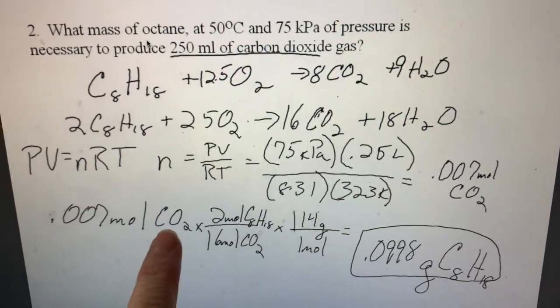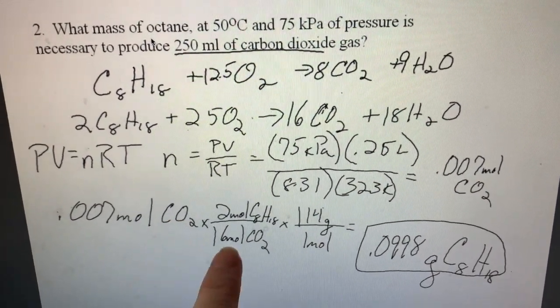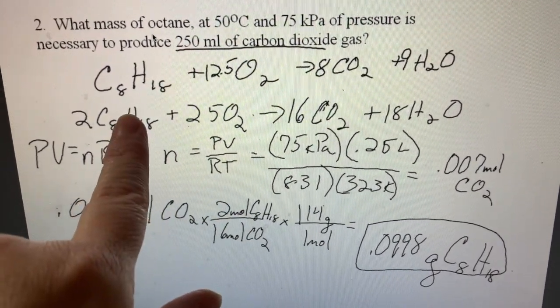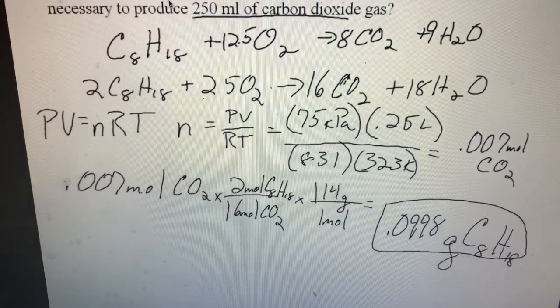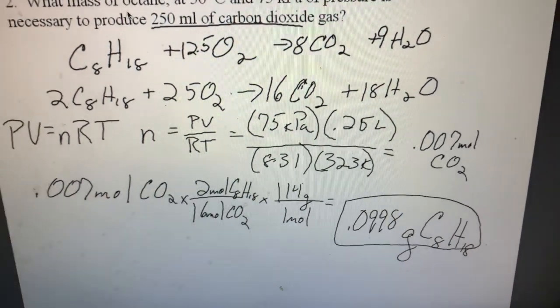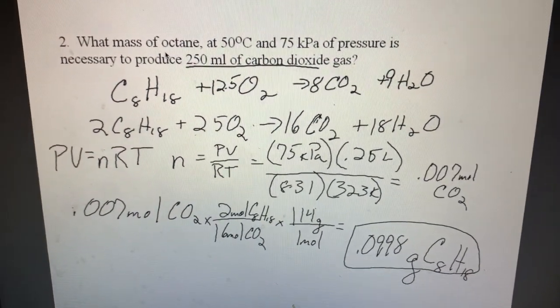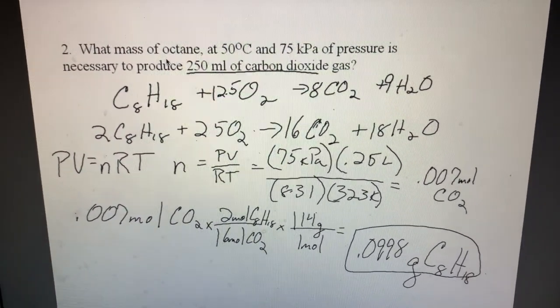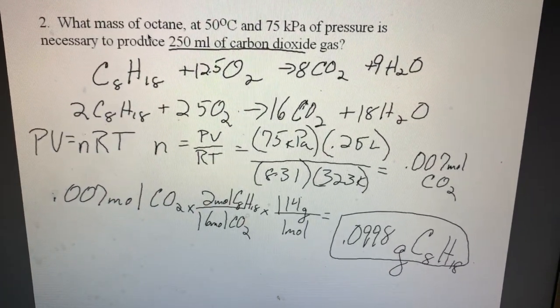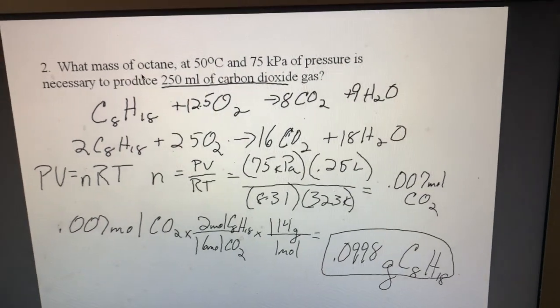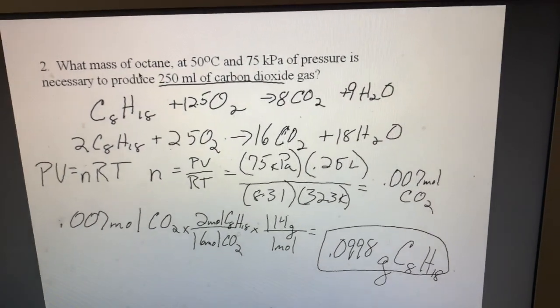All right, well, I'm at moles of CO2. I can then do a mole to mole ratio based on my balanced equation. 1 mole of octane is 114 grams. And then I end up getting about 0.0998 grams. So this is an example of where you're using the ideal gas equation first and then doing stoichiometry second. You will be asked either of those.